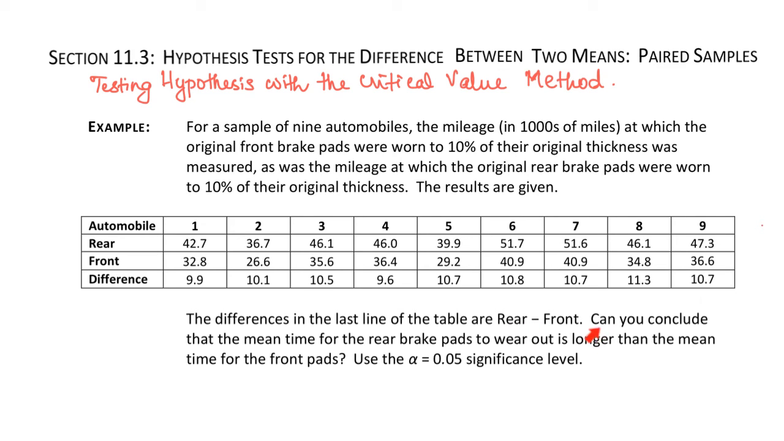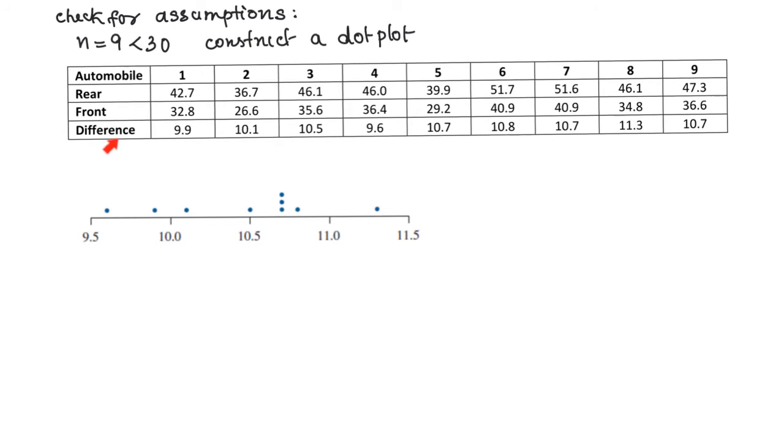And the question is, can you conclude that the mean time for the rear brake pads to wear out is longer than the mean time for the front? Use alpha equal 0.05 significance level. First, check for assumptions. Because the sample size is small, we will construct a dot plot. We are constructing the dot plot for the differences.